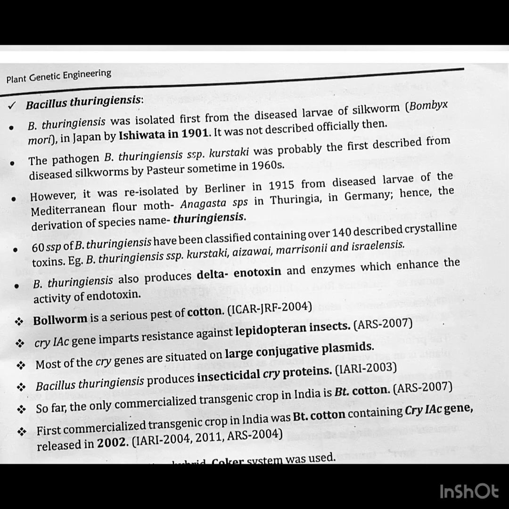ARS 2007. Most of the cry genes are situated on large conjugative plasmids. Bacillus thuringiensis produces insecticidal Cry proteins. IRI 2003. So far, the only commercialized transgenic crop in India is Bt cotton. ARS 2007. The first commercialized transgenic crop in India was Bt cotton containing the Cry1Ac gene, released in 2002. IRI 2004, 2011, ARS 2004 question.